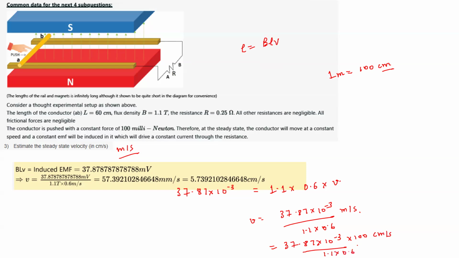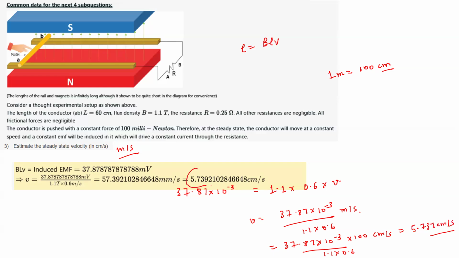Okay. So if you simplify this, what will you get? Let me simplify this. You can also simplify and tell me. Okay. So let me simplify this: 37.87 into 10 power minus 3 into 100, divided by 1.1, divided by 0.6. So it will come out to be 5.737 like that. Okay. So it came out to be 5.737 centimeter per second.